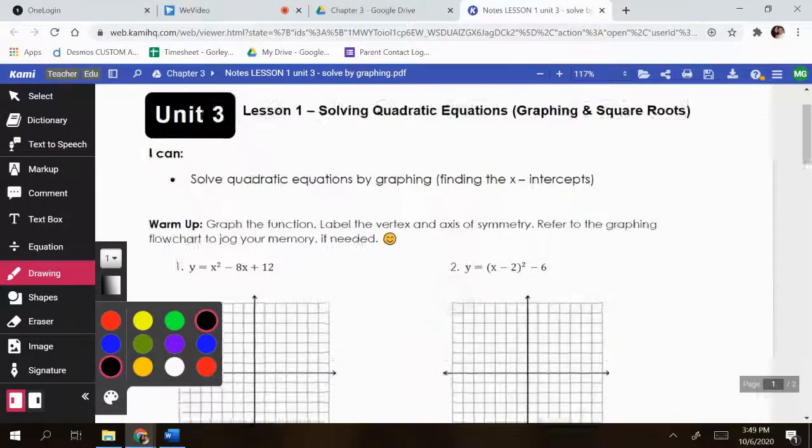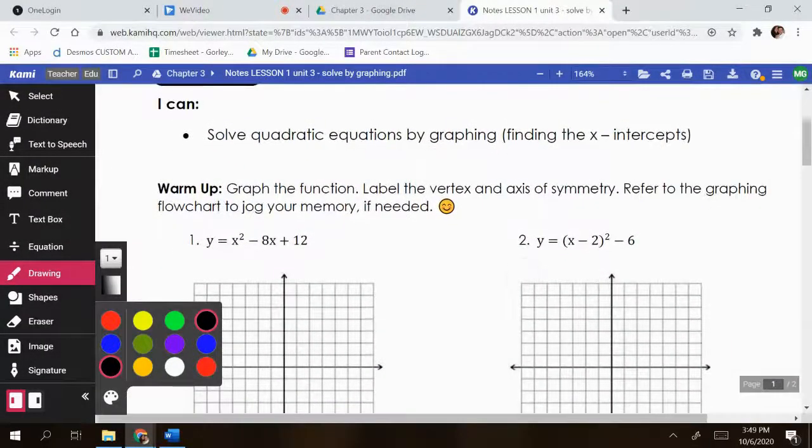Okay, for this lesson, we're going to be solving quadratic equations by graphing. In order to solve a quadratic equation by graphing, you need to find the x-intercepts. So to warm up, let's practice graphing the function, labeling the vertex and axis of symmetry, and refer to the graphing flowchart to jog our memory if needed.